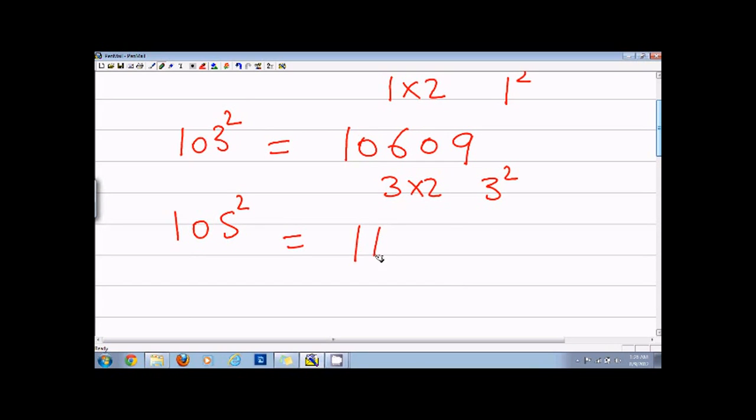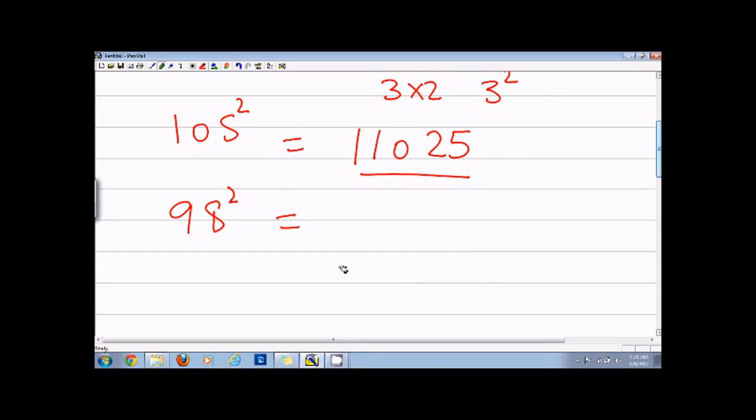The answer is this. Now if I have a number less than 100, for example 98, then in this case our x is 2 less than 100, so that will be minus 2 into 2, that will be minus 4. So 100 minus 4 is 96, and then minus 2 square is 4, so 9604.